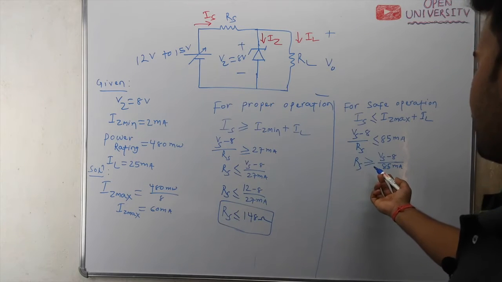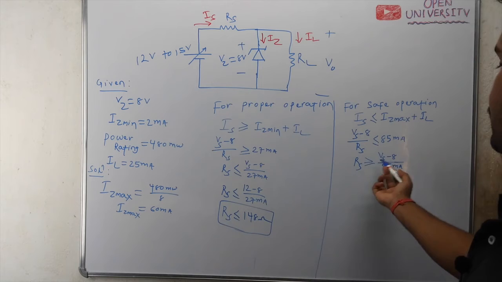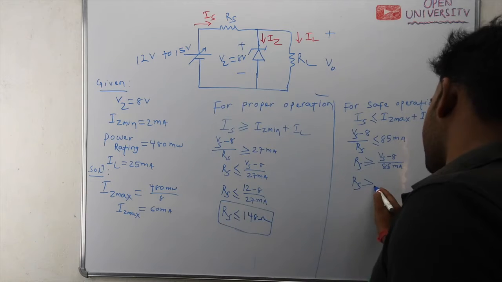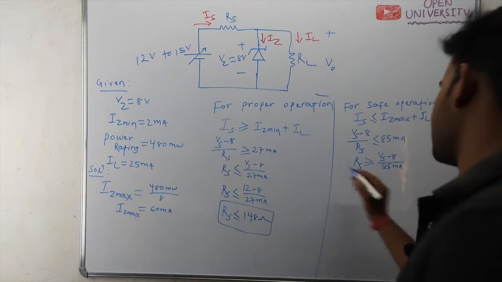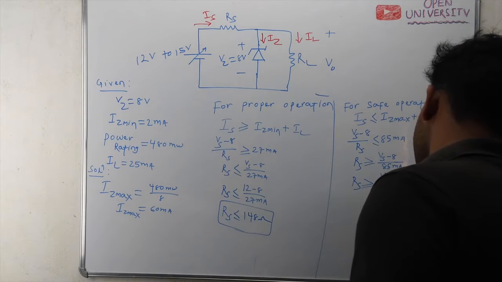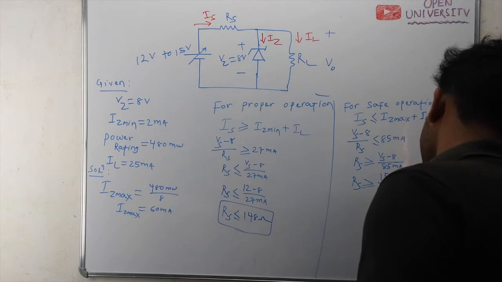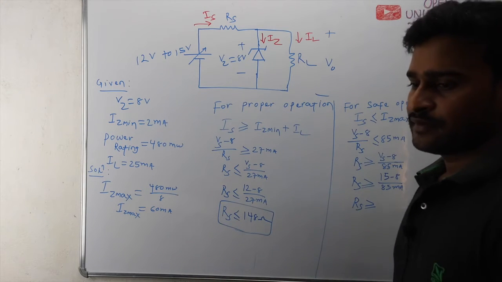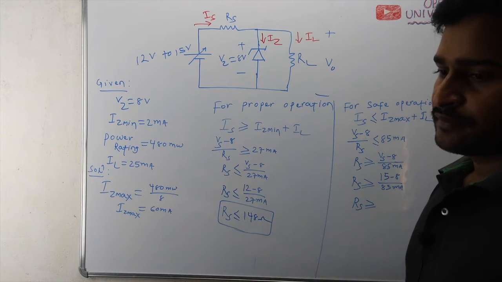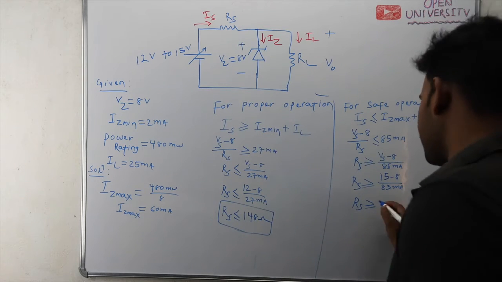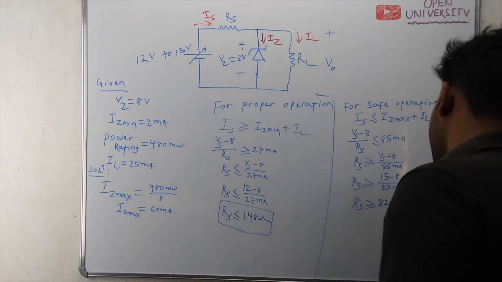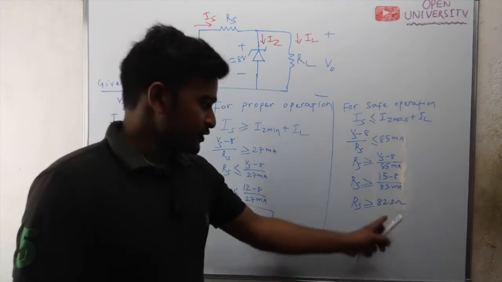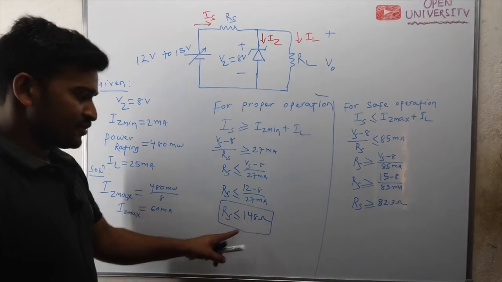This is your minimum value of RS. So to get the minimum value of RS, you need to consider the maximum supply voltage. In the notes I gave this point. What is the minimum value of RS? Maximum supply voltage, that is 15 minus 8, by 85 milliampere. So RS will be greater than or equal to 7 by 85. What will be 7 by 85? That will be 82.3 ohm. This is your minimum value of RS and this is your maximum value of RS.